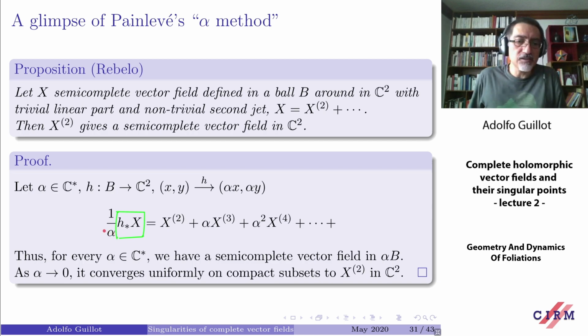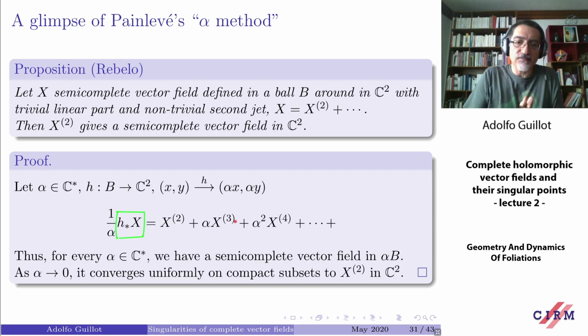When I take the homotopy, I do not change the semi-complete nature of my vector field. When I multiply it by a constant, I also do not change the semi-complete nature of the vector field. I will just multiply my time by a constant, but if I had a path along which it was non-zero, it will remain non-zero. So if I take this vector field and take the Taylor development at the origin, it will take this form. It will start with the quadratic part, and then the cubic part will be multiplied by alpha, the quartic part by alpha squared, and so on.